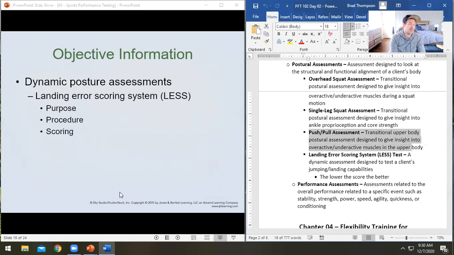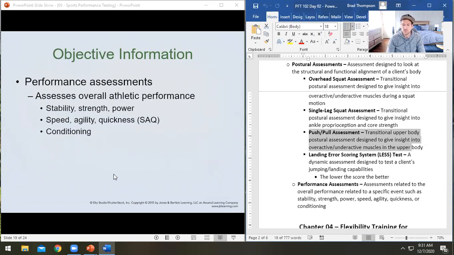And then, like I said, we do have the LESS test, right? That landing error scoring system. Looking to see, is your client capable of landing in a way that is not going to be detrimental to their body? Are they landing the way they really should, you know? Those are our assessments to determine what exercises to give our client.